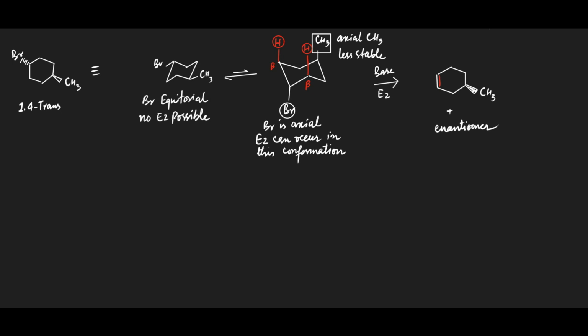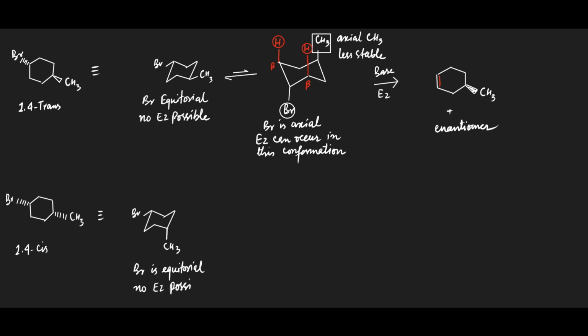Similarly take the second molecule, in which bromine and methyl are cis to each other. 1,4 cis means one substituent on axial and other on equatorial. Let us keep bromine equatorial and methyl axial. In this conformation, bromine being on equatorial position means that no beta H is anti-periplanar to it, hence E2 is not possible. Ring flipping puts bromine axial and methyl equatorial.